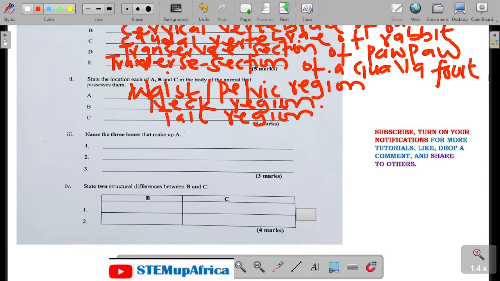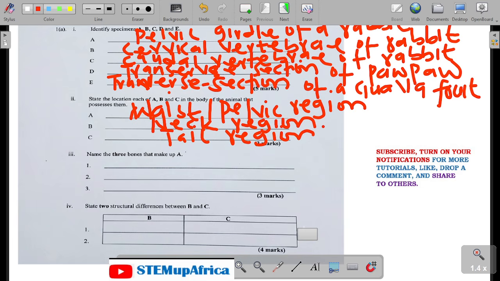So let's go to Roman figure 3. It says, name the 3 bones that make up A. We have the pubis, P-U-B-I-S. Please take note of your spellings tomorrow, because those are the errors they mark in biology. We have the pubis, the ischium, and then the ilium. These are the things they look out for in biology.